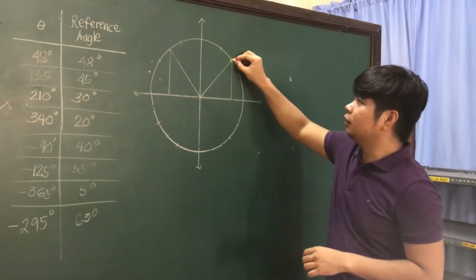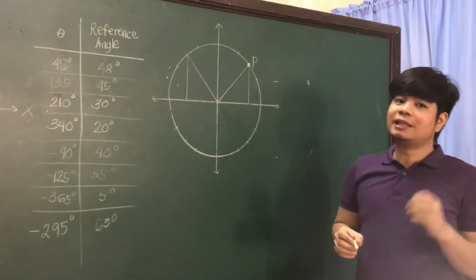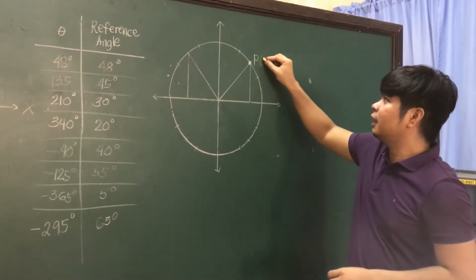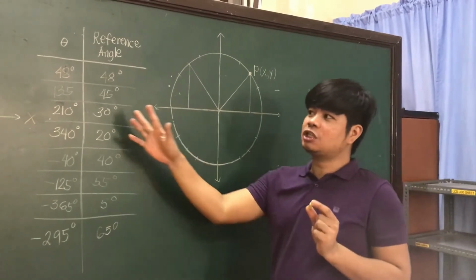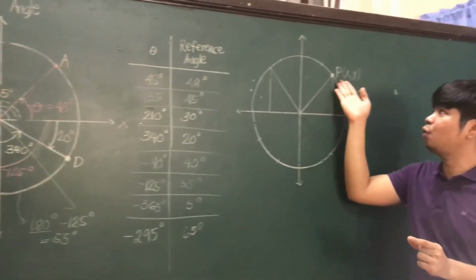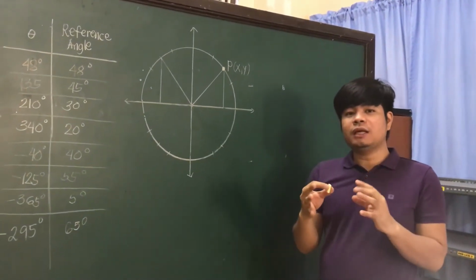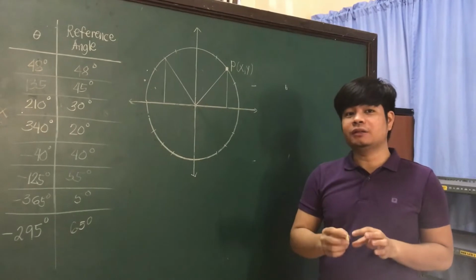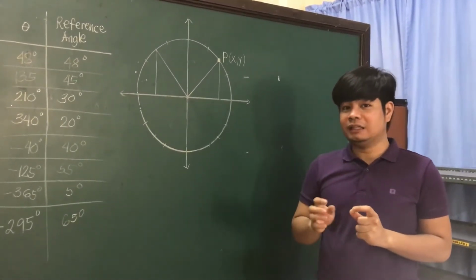Consider this point on the unit circle. Let's say this is point P. Therefore, it has coordinates x and y. Now, what is the implication of the reference angles here in finding the coordinates of points on the unit circle? Also, what is the implication as well of the 30, 60, 90 degree angle and 45, 45, 90 degree angle?